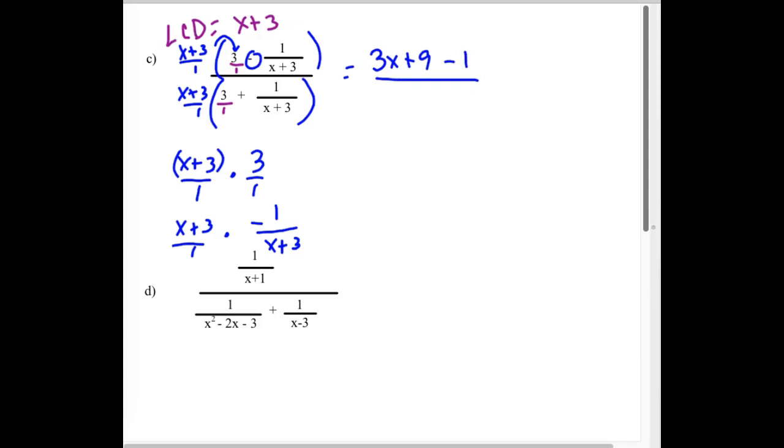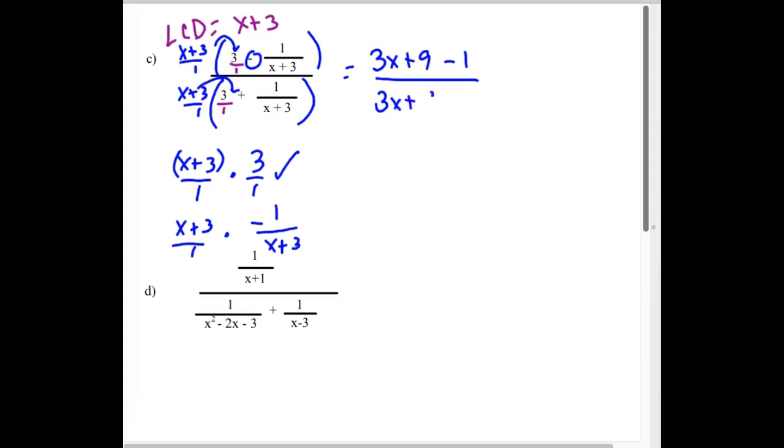Looking at the denominator, it's almost identical to what we just have done, right? The only thing they've changed is the sign in between them. So when I take this x plus 3 times the 3, it's the same thing I did here. And we got what for that?